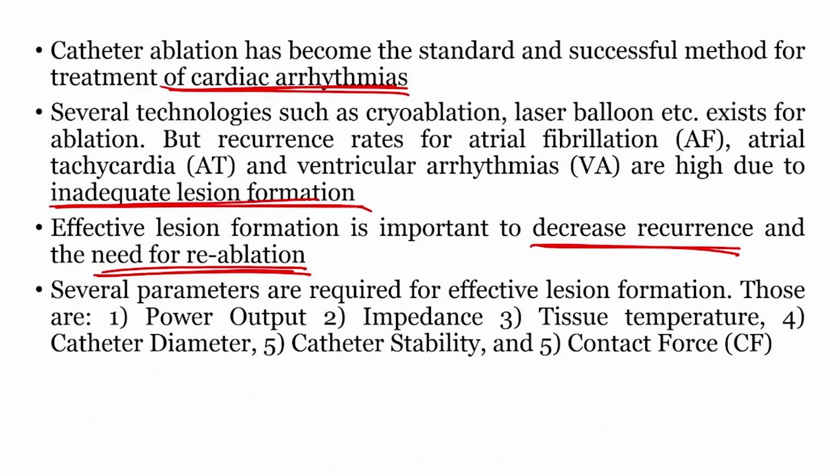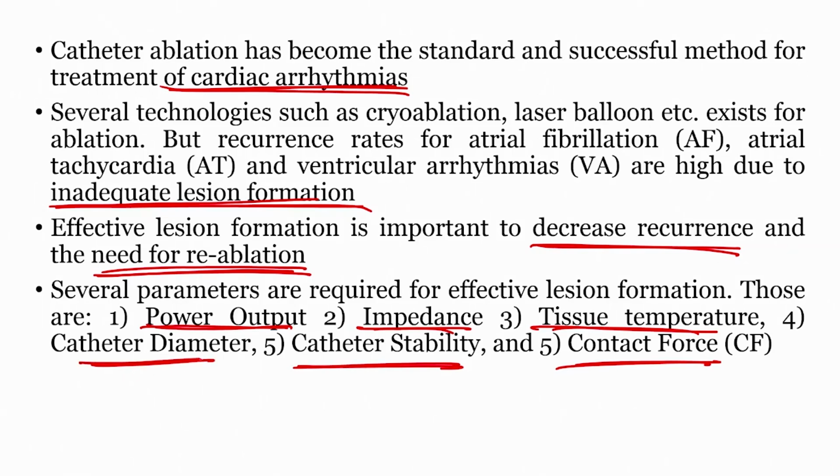Several parameters are required for effective lesion formation. Some are listed here. One is power output, how much power we are applying, impedance, tissue temperature, catheter diameter, catheter stability and contact force. You see, so many things are required to get a perfect lesion formation. And one of the very important things is contact force, and thus force sensing becomes very important when you talk about the catheter in atrial fibrillation and in general also.